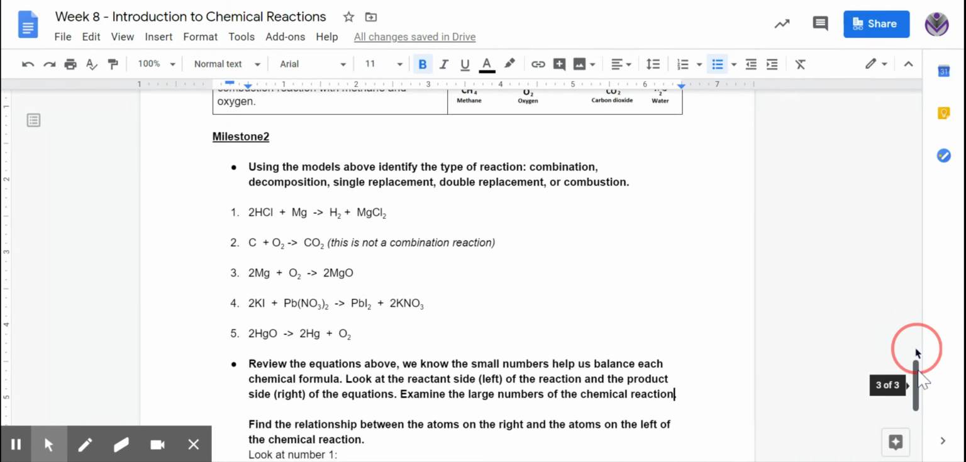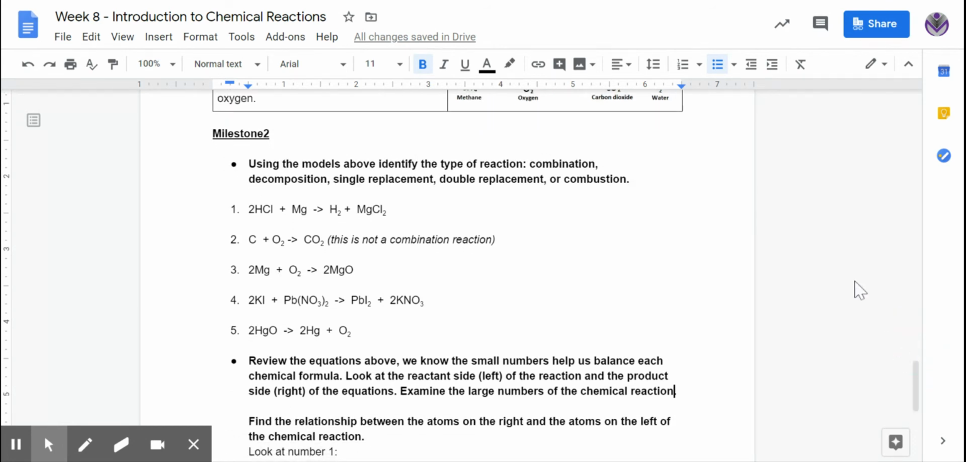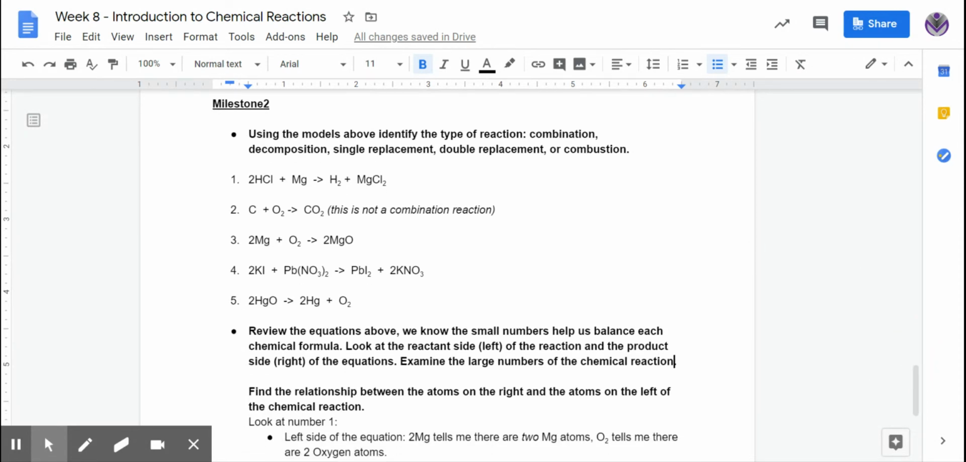So for milestone 2, I've given you guys some chemical reactions, and I want you to figure out what type of reaction it is. And then I want you guys to make some guesses about what these large numbers are in the chemical reactions. All right, so think about what goes on with a balanced chemical equation, right? We're balancing out the charges. These large numbers, what are we balancing out?